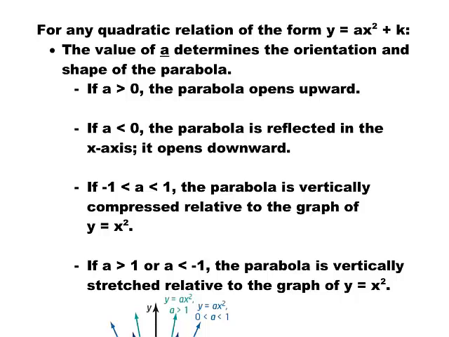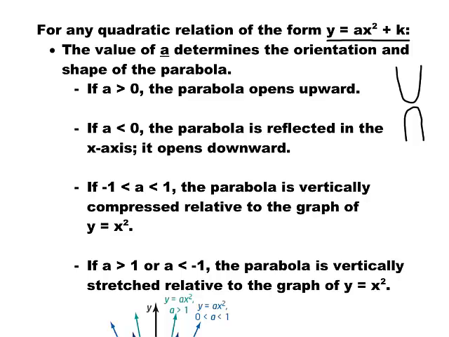So, in general, for any quadratic equation of the form y equals ax squared plus k, the value of a tells us the orientation of the base function y equals x squared. If a is greater than 0, the parabola opens upward. If a is less than 0, a negative number, the parabola is reflected over the x-axis, and we say it opens downward.